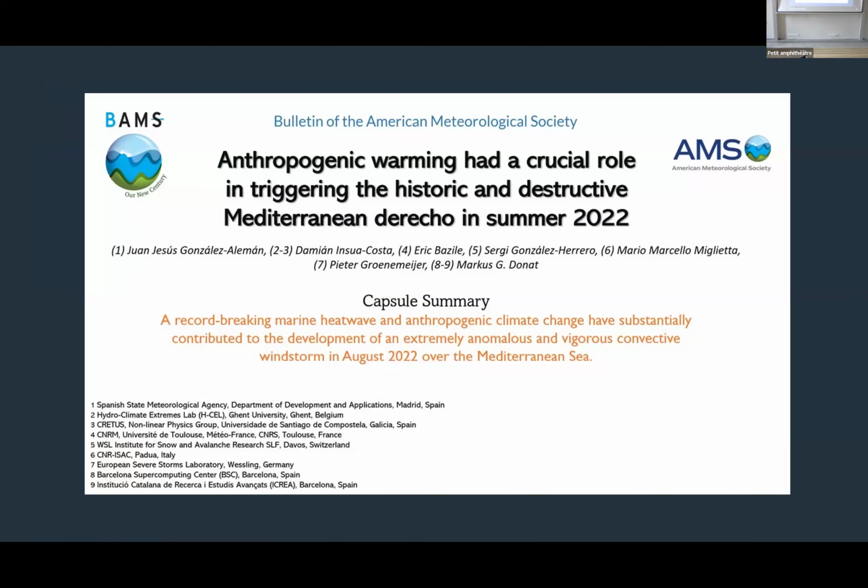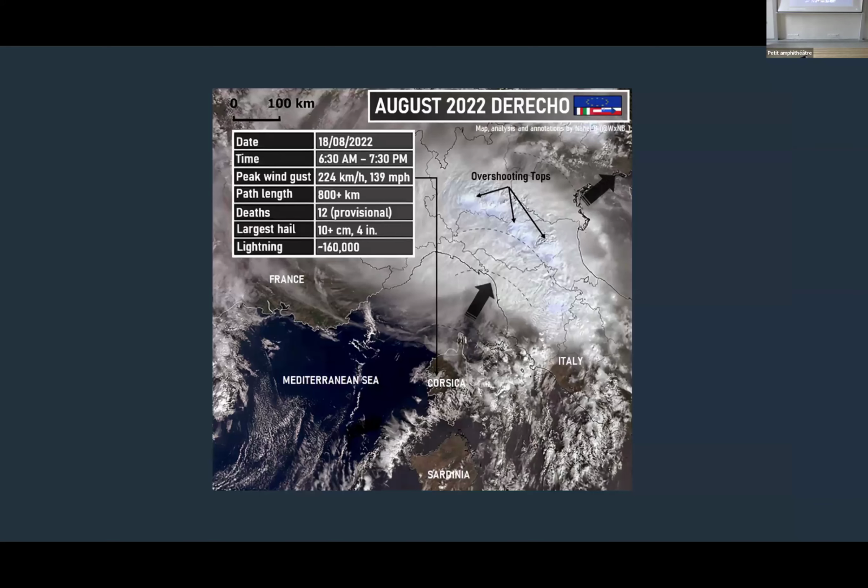So that's the idea. Just a little bit off topic, but it's related to the Mediterranean. It seems that the convective events, not only Medicanes, are getting more intense in the Mediterranean Sea. This is a nice example of a derecho in the Mediterranean Sea that we were able to attribute to climate change. If you want to take a look, it had a lot of impact.